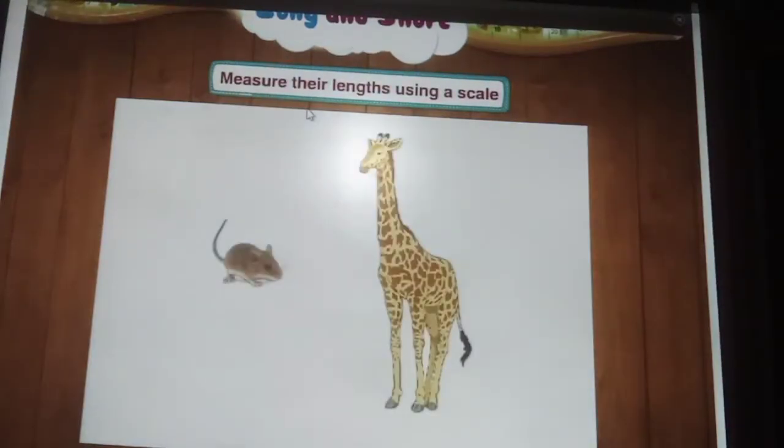Observe these 2 figures. Here we can see a giraffe.